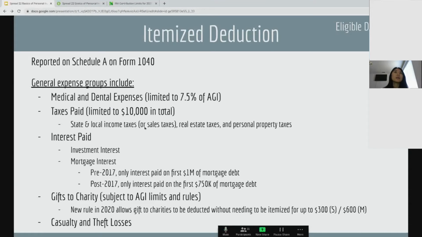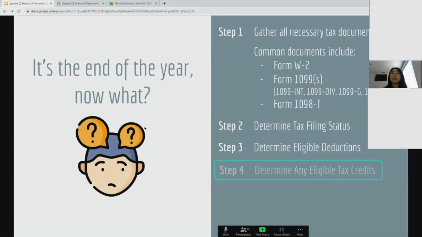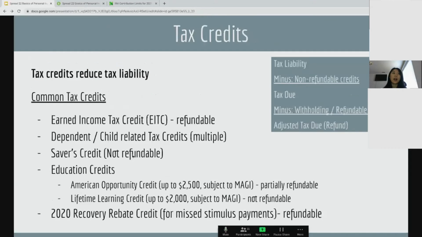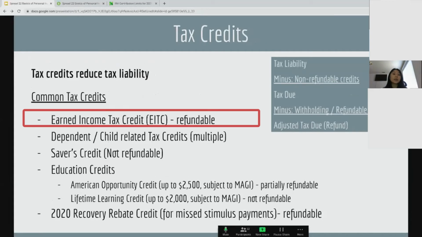Cool. Now let's talk about tax credits, another way to bring down how much tax you owe. There are a lot of tax credits out there, but this brings down your tax liability. And there are non-refundable and refundable credits. Some common tax credits are the earned income tax credit, and this is for low to moderate income workers and families. The government wants to give them a tax break.